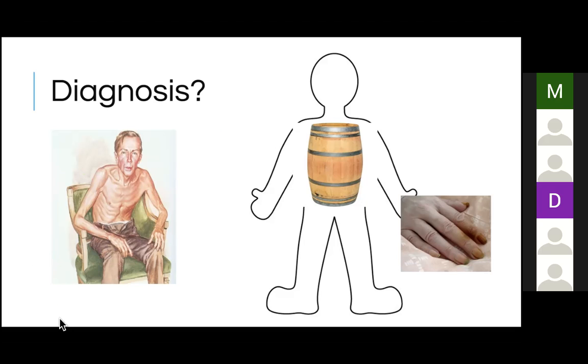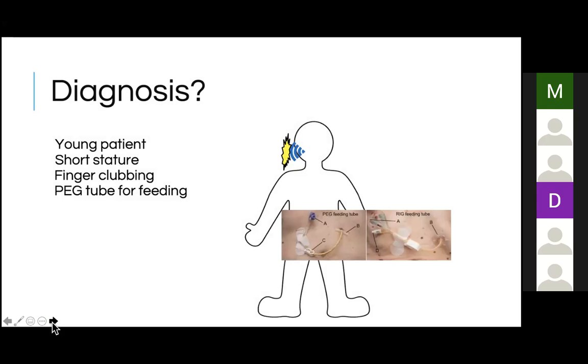So next one, can anyone tell me what this is indicating? Yeah, so cystic fibrosis. Why would you say cystic fibrosis? The age of the child. And then the short stature, that means there is something chronic going on. There is finger clubbing with a PEG tube for feeding, because there is nutritional impairment as well as a part of cystic fibrosis, the GI and respiratory involved together.